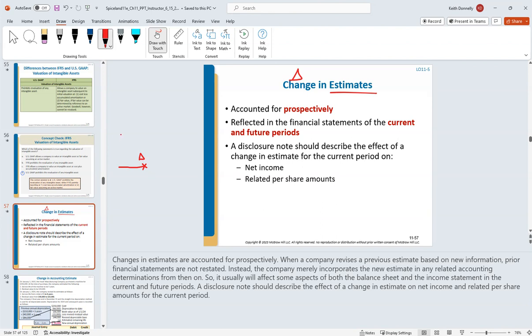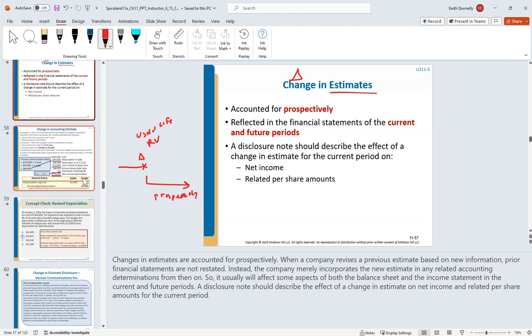In other words, maybe we think that there's going to be a different useful life, right? Maybe we think at that point in time that there's going to be a different residual value. Well, the idea for this is we're going to account for this prospectively. In other words, we don't go back and restate anything. We just adjust for it and move forward. You're going to have a disclosure note in there for it.